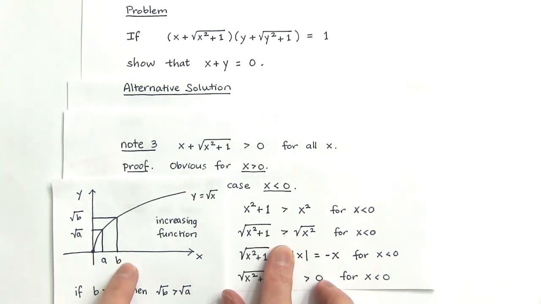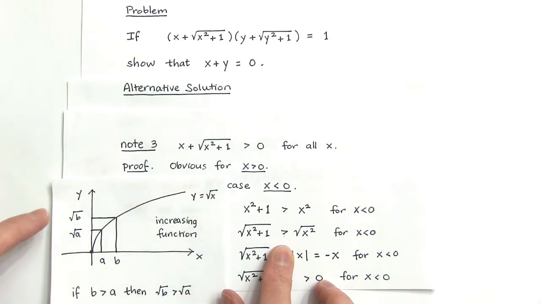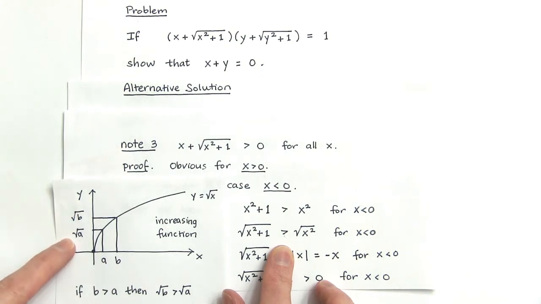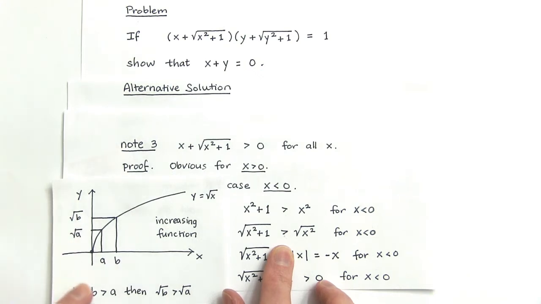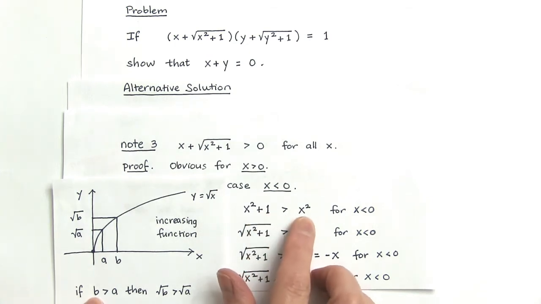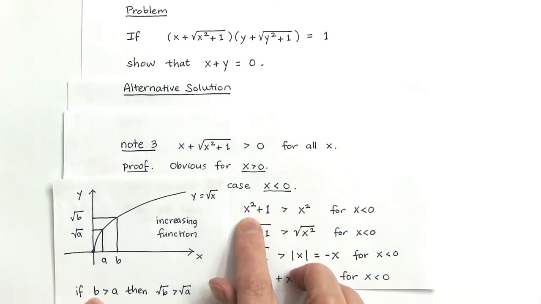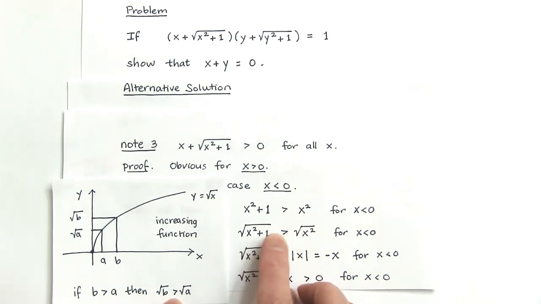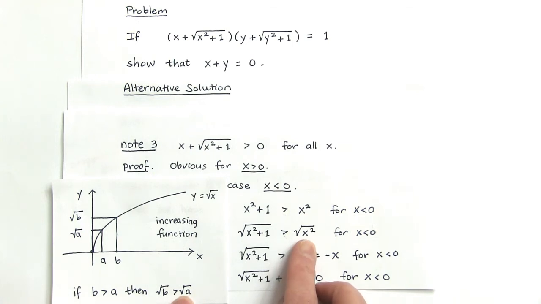So whenever b is larger than a, when I take the square root, you find that the square root of b is still larger than the square root of a. So in this inequality, my b is x squared plus 1, which is greater than my a, which is x squared. And so the square root of b is greater than the square root of a.